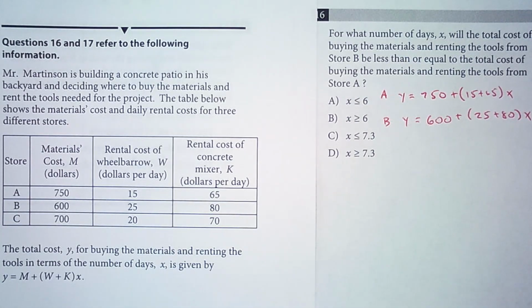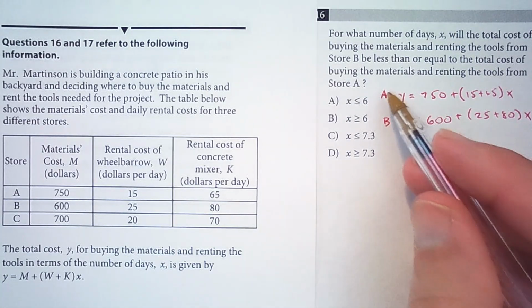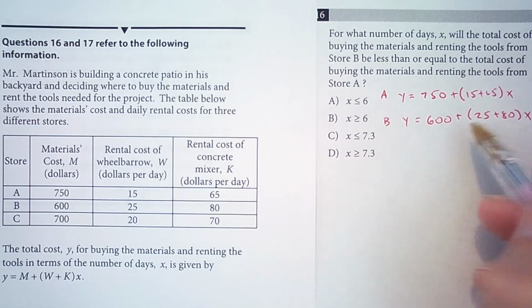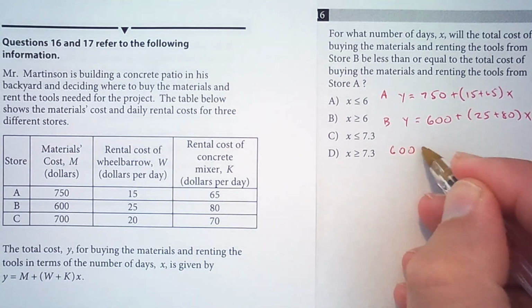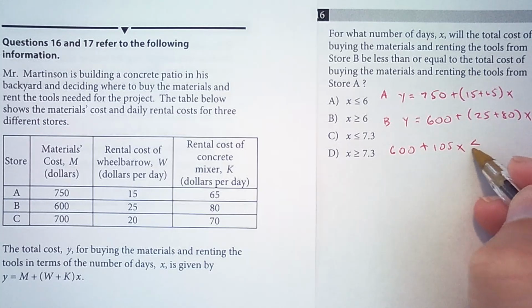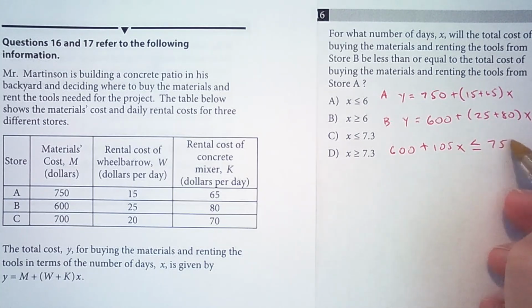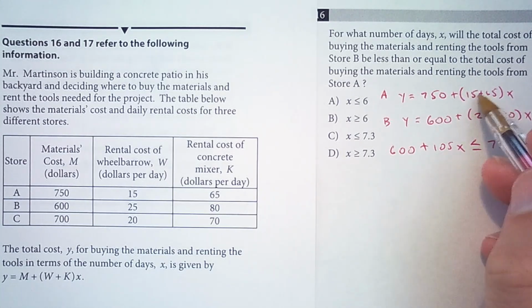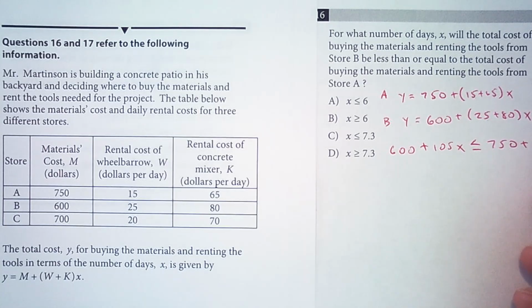We want to know when will store B be less than or equal to store A, so we will set store B less than or equal to store A. And we'll do some simplifying as we set that up. So we have 600 plus 25 plus 80, that's 105, X. So that store B has to be less than or equal to store A, 750 plus 15 plus 65, that's 80, X.